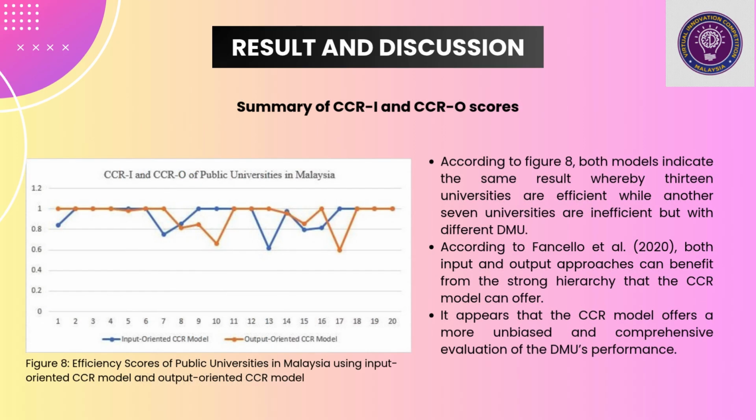Summary of CCR input and CCR output score. Figure 8 shows the efficiency score of public universities in Malaysia using the input-oriented CCR model and the output-oriented CCR model. According to Figure 8, both models indicate the same result whereby 13 universities are efficient while another 7 universities are inefficient, but with different DMUs. According to Fanselo et al., 2020, both input and output approaches can benefit from the strong hierarchy that the CCR model can offer. It appears that the CCR model offers a more unbiased and comprehensive evaluation of the DMU performance.